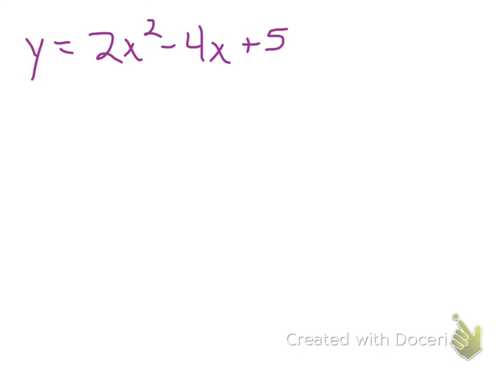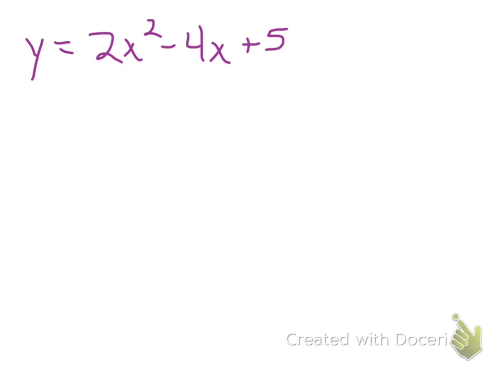So here I'm working on completing the square when my a value, or my coefficient of the x squared, is not equal to 1. So what I need to do is take a look at these first couple terms right here, the 2x squared minus 4x. I'm going to take this a value and divide it out of both of those. I'm going to factor it out.